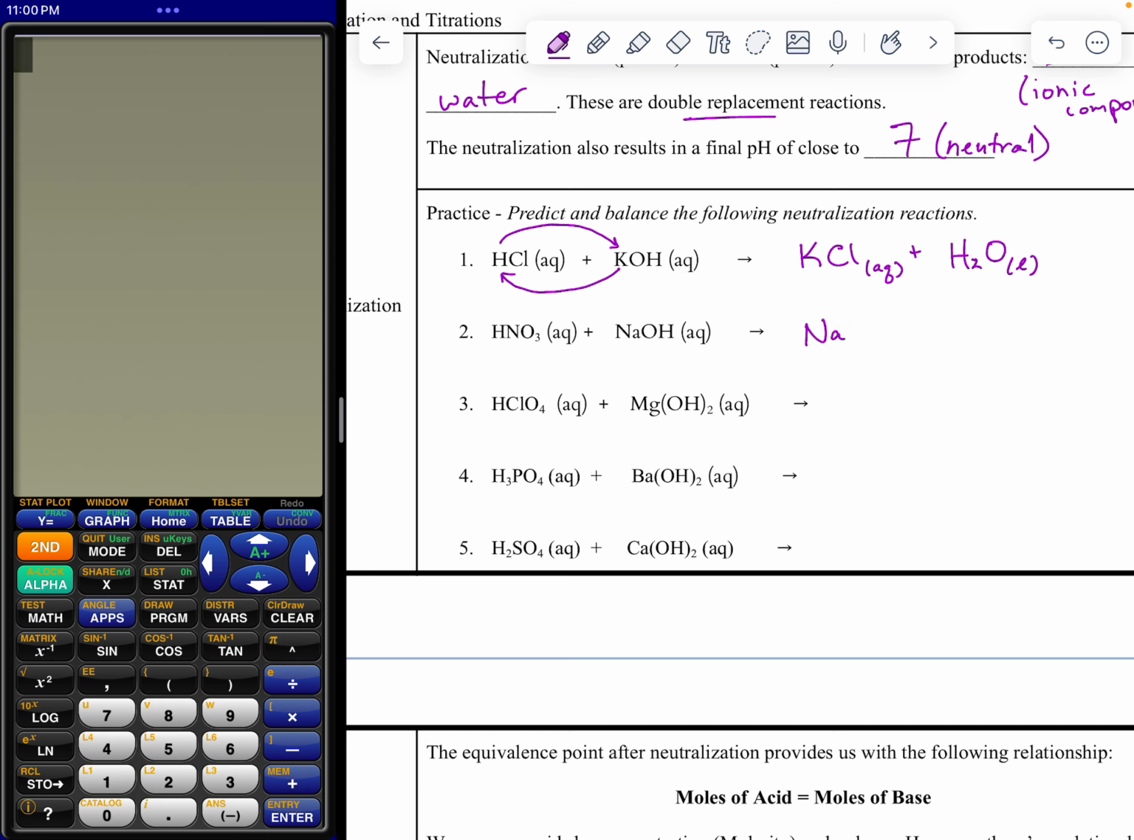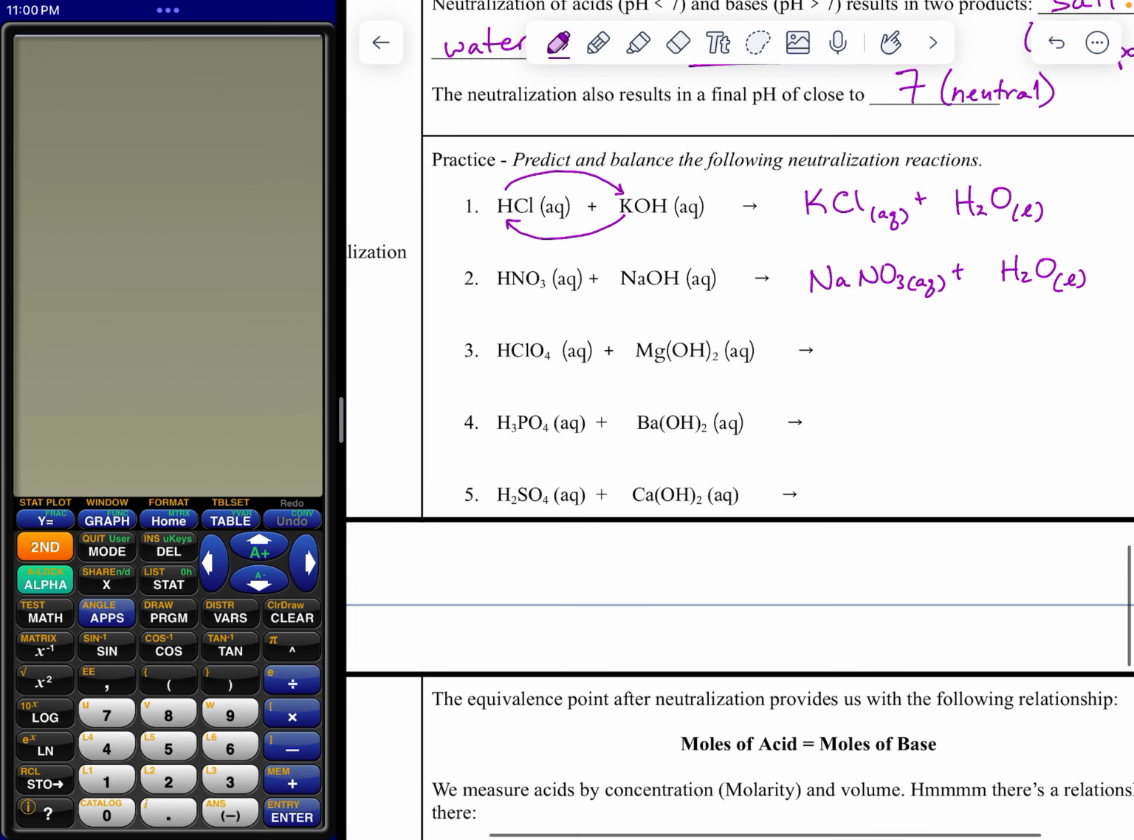So in this case, this is NaNO3 and water. And again, remember, we usually can write water as HOH with that hydrogen in the front coming together with that hydroxide ion in the back as well. Let's go through this one.